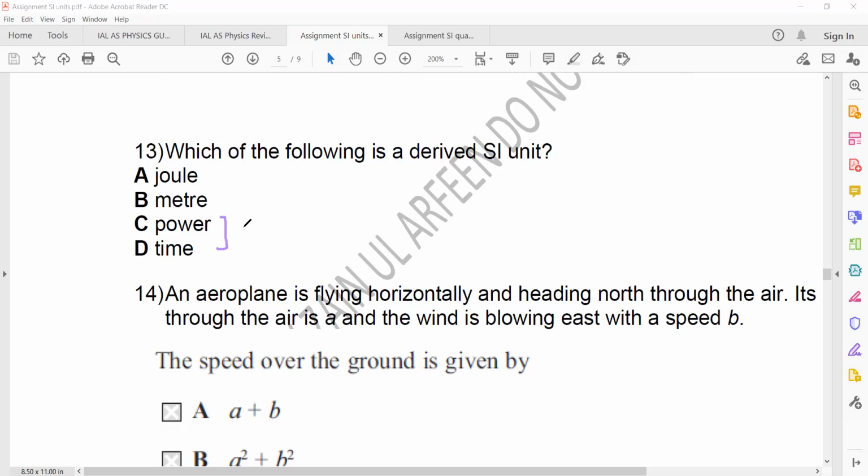Power and time are quantities, so they cannot be the answer. So C and D are the quantities. Power is a quantity, time is a quantity. They're not asking for a quantity. Now you're left with joule and meter. Meter is an SI base unit, not a derived one. Joule, newton, and Pascal are derived SI units. Is it clear?